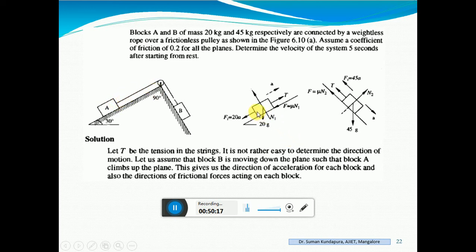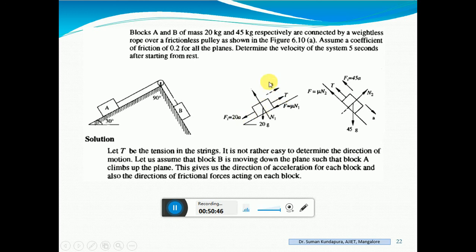And since the block's tendency is to move in this direction, the friction force is in the opposite direction. In the same way, the tendency of the block is to move downwards, so its friction force is in the opposite direction. Okay, so let us resolve the forces along the y and x axes.